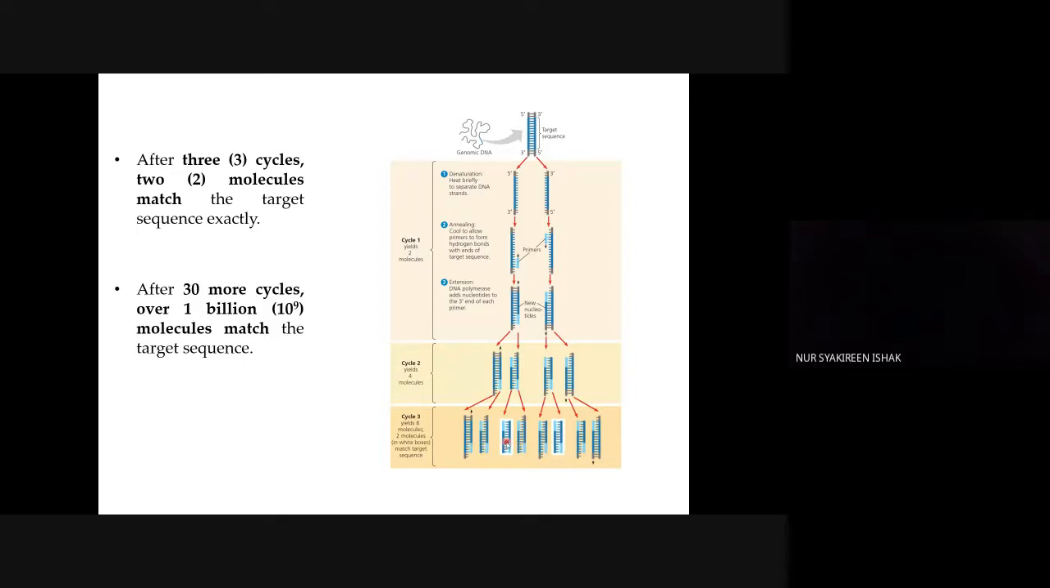Okay, so in the exercise, they give you a number of cycles, and you have to determine how many DNA molecules are produced. So the formula you have to use is 2^n. Okay, n is the number of cycles, then you get how many DNA molecules are produced for that cycle. So if it is 30 cycles, you just put 2 to the power of 30, and you get how many DNA fragments the PCR will produce.